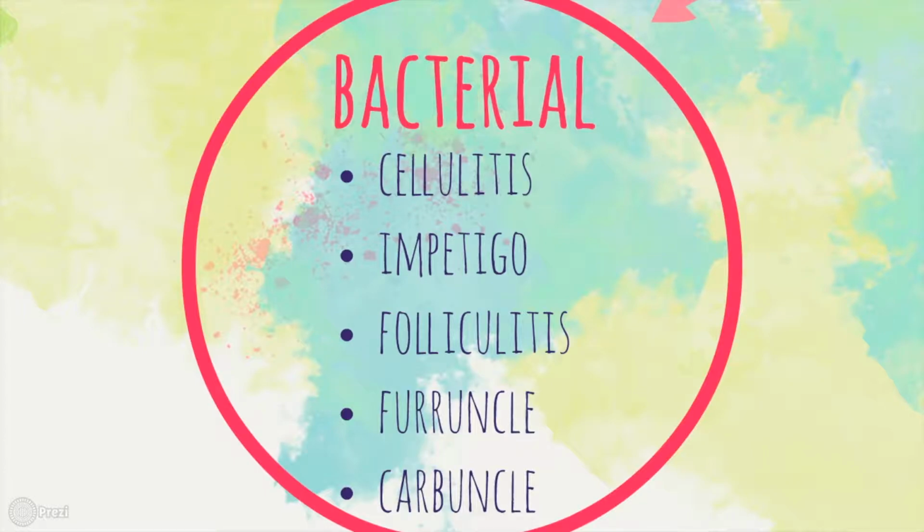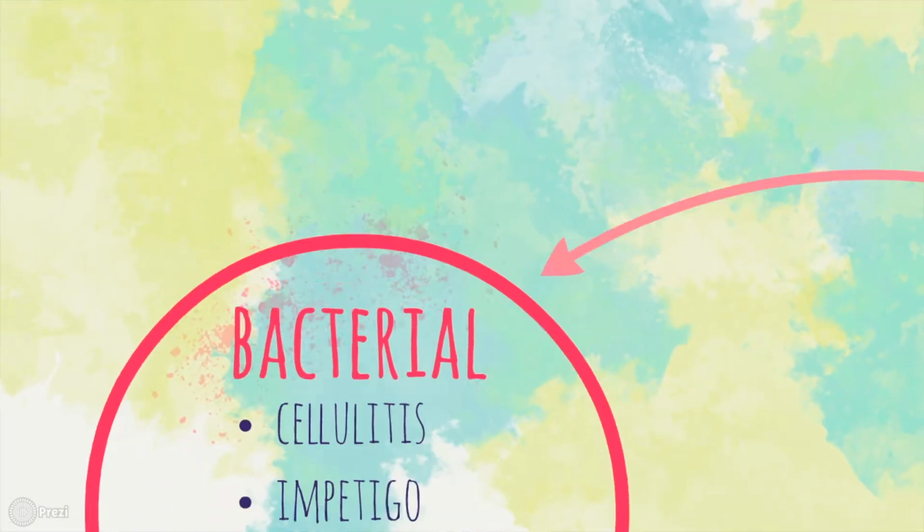The furuncle is also an infection of the hair follicle, but deeper, and forms an abscess in the subcutaneous tissue. It is commonly called a boil. A carbuncle is a coalescence of several furuncles, which forms a single mass abscess with pus drainage from multiple follicles. Both furuncles and carbuncles are warm, tender, and fluctuant, usually infected by Staph aureus. Another important bacterium causing skin infection is Mycobacterium leprae, which causes leprosy.